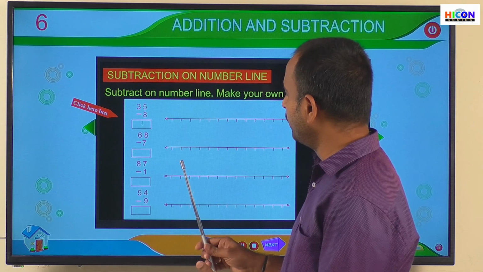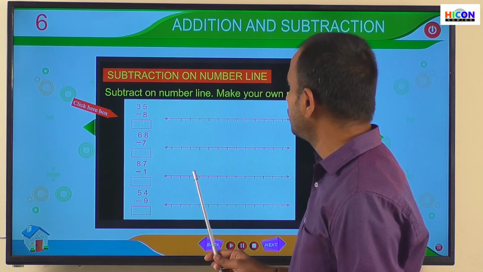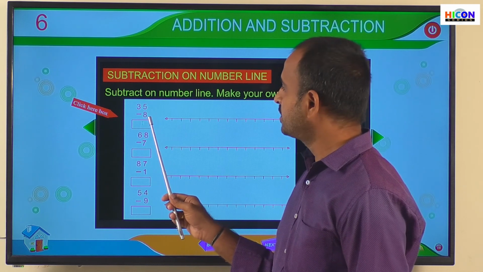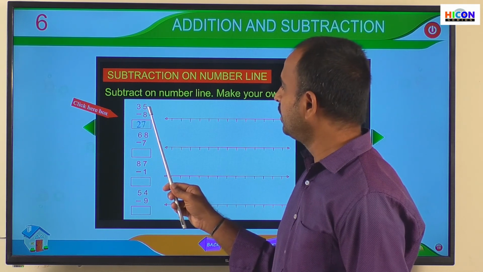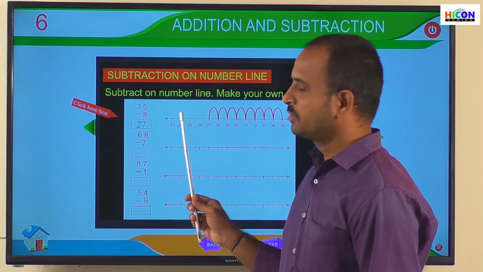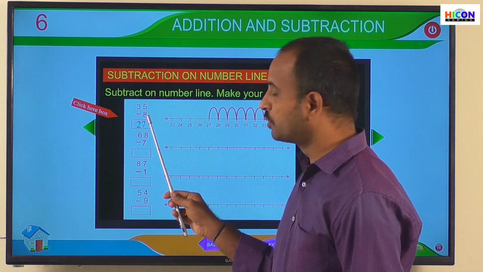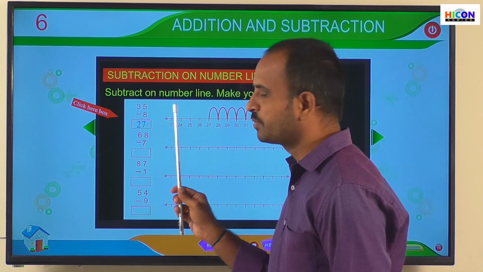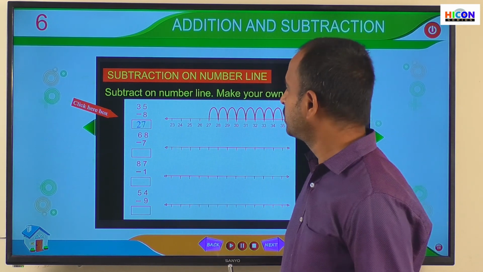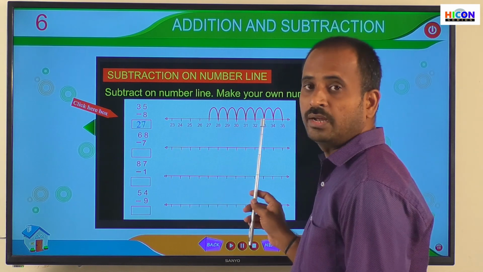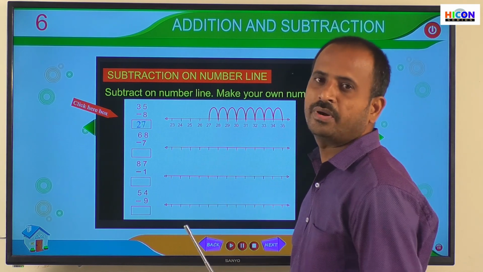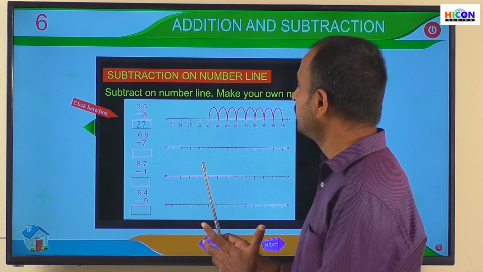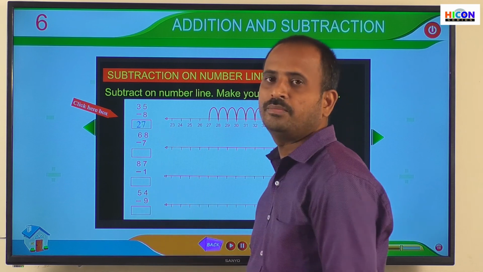So here they have given 4 problems. Now let us see the first problem. The first number is 35 and the second number is 8. That is 35 minus 8. So now we have to subtract these 2 numbers on the number line and write the answer in this box. First we have to draw our own number line. That means you have to draw a straight line and mark the numbers as per the given problem.